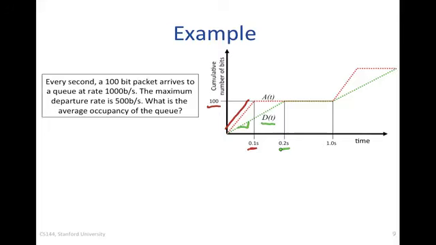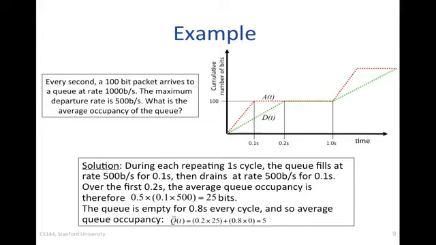But the question is, what is the average occupancy of the queue? Well, let's look at how we might solve that. I'm going to write this out just so that you have a clear record of this. So the solution is this. During each repeating 1-second cycle, the queue is going to fill at rate 500 bits per second for 1/10 of a second. So that was my arrival process here.